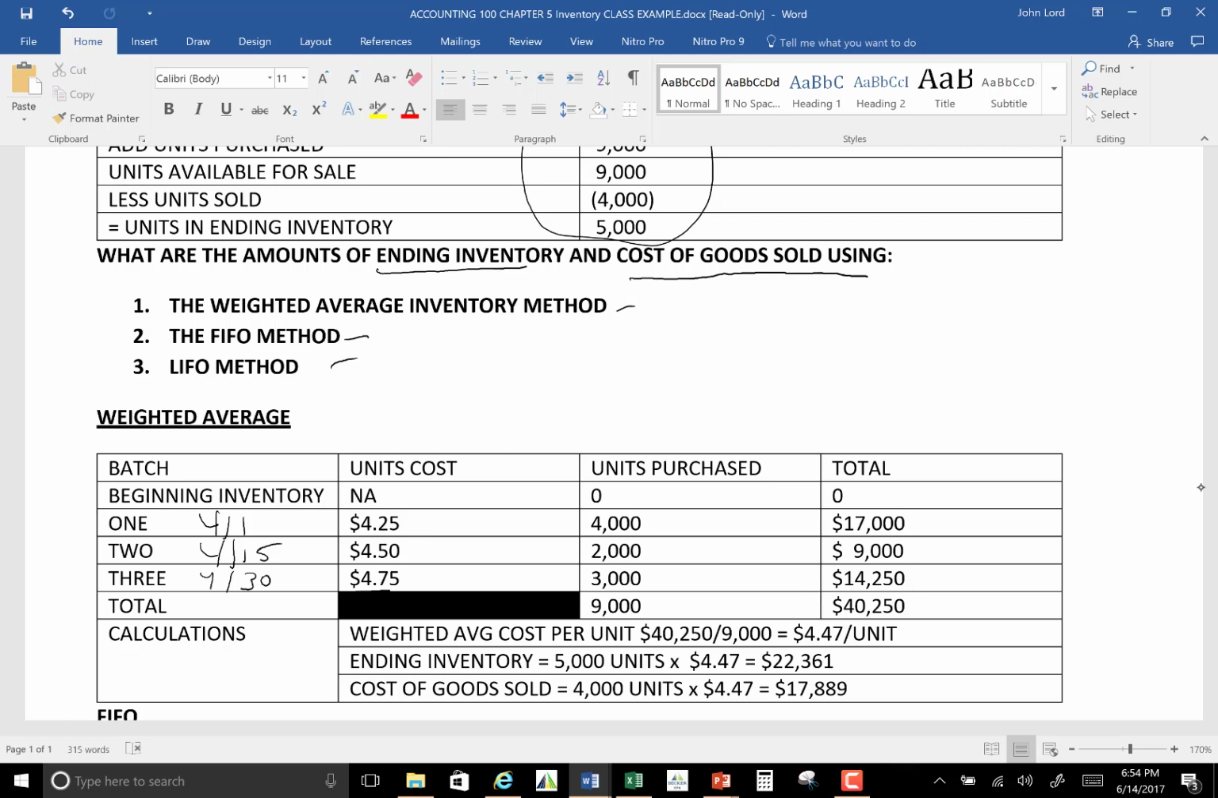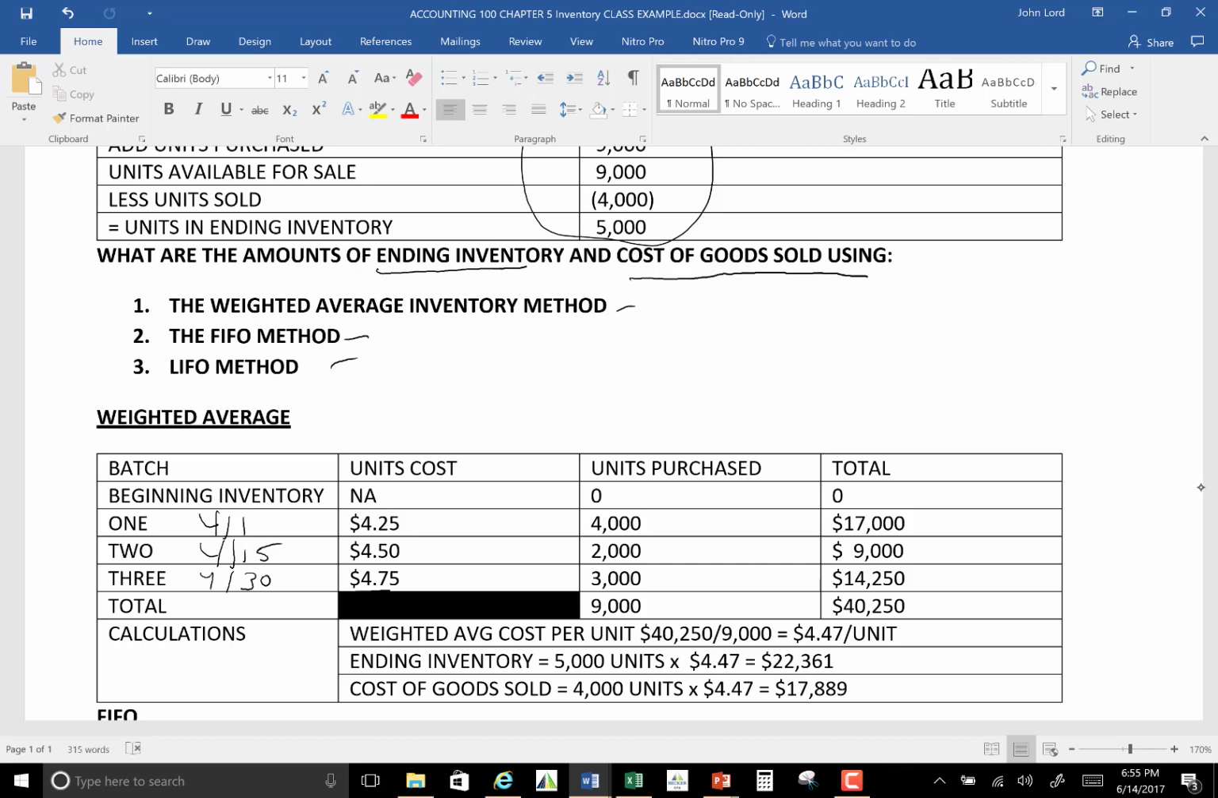I would have debited my inventory, and I'm not going to do it a batch at a time because I don't want to be here all night. So I would have debited my inventory for a total of $40,250. I'm just going to assume they paid cash for it. Could be accounts payable, whatever. That's not the point here. So I debit inventory, I credit cash, don't I? Is that the perpetual method?